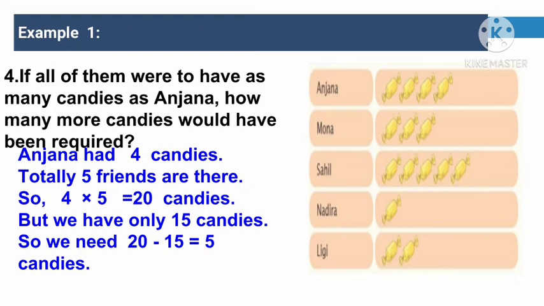So first you should find out: each one is going to have 4 candies, and there are 5 children, right? So 5 into 4, totally we need 20 candies. Actually there are only 15 candies. So if you subtract 20 minus 15, we need 5 candies more.